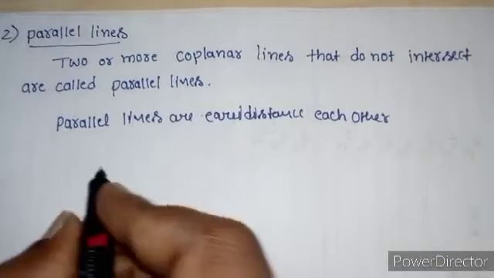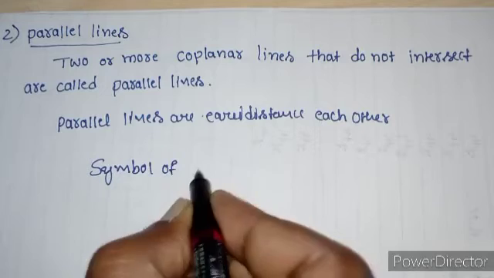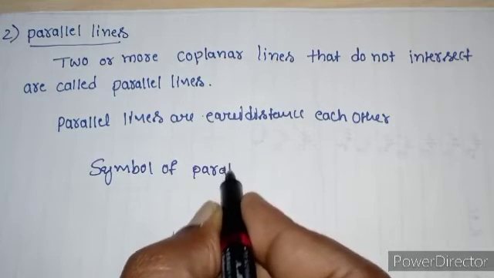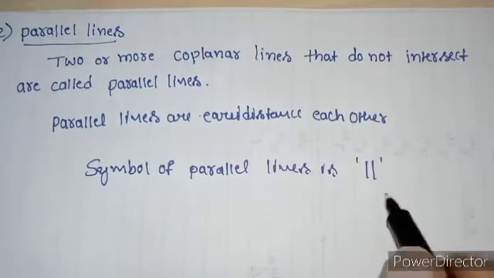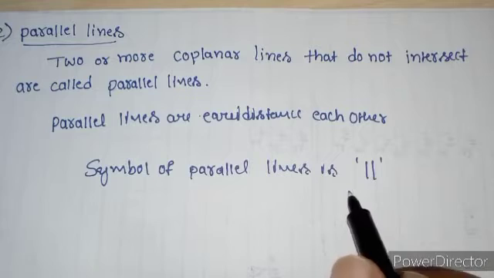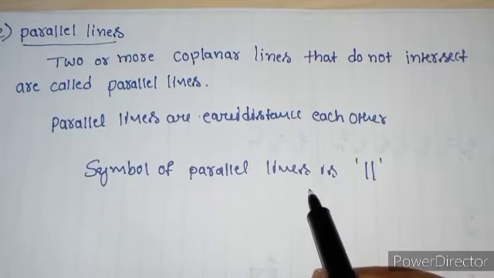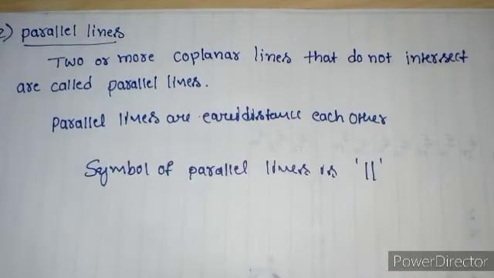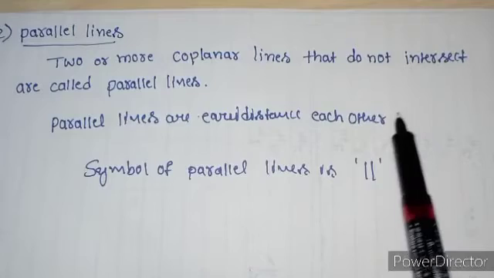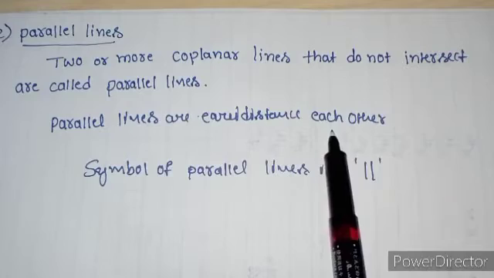The symbol of parallel lines is like this. Railway tracks, banks of a canal, and opposite edges of a book are some examples of parallel lines from day to day life. So two or more coplanar lines that do not intersect are called parallel lines, and these parallel lines are equidistant from each other.